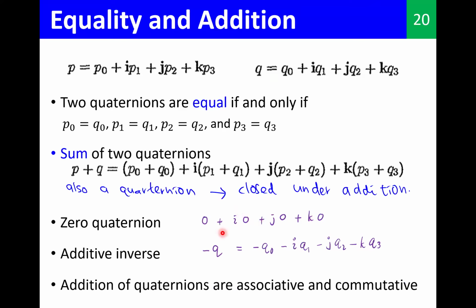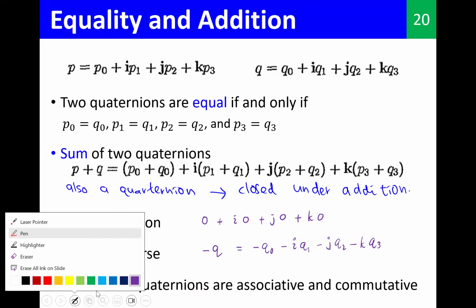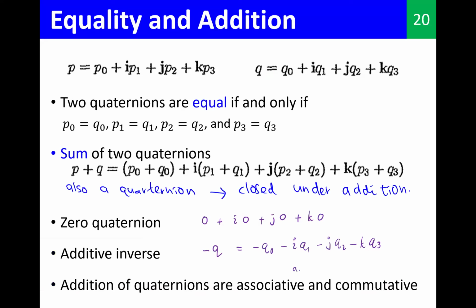And the addition of quaternions is associative and commutative. I hope you know what this means when it comes to addition. It's like a plus b equals b plus a. This is commutative. And I can have a plus b plus c equals a plus b plus c, grouped either way. This is associative, right? That's the same for quaternions as well.